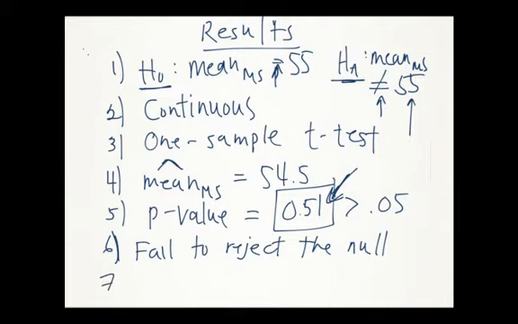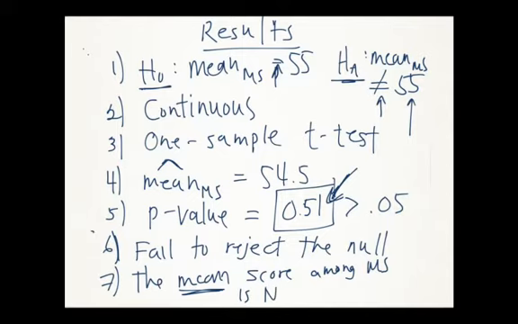So what's our conclusion? In words, the mean, remember, don't forget this word, the mean score among those with MS is not significantly different from 55, which was our hypothesized value.